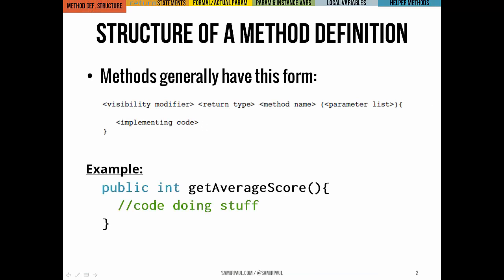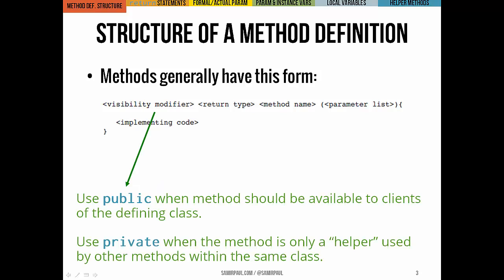This is what the general structure of a method looks like. We have visibility modifiers, the return type, the name of the method, any parameters it takes, and then all the code that describes what a method actually does. Public is the visibility modifier that we use for a method whenever we want any client to be able to call that method. When we want to make it so that it's a helper method that can only be used within the same class, that's when we decide to make a method private. So generally we'll make our methods public, but if you're making a little method that does something that helps one of your other methods do its job, that's when you'd probably make it private. We'll say a little bit more about helper methods later in this lecture.